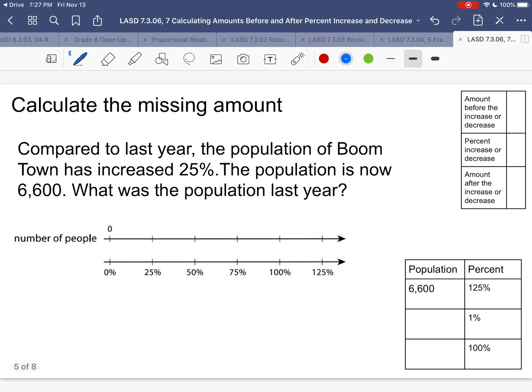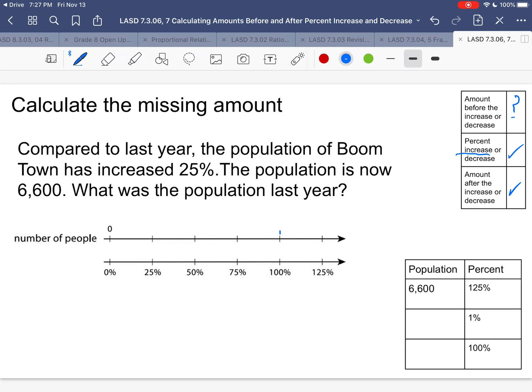So calculate the missing amount here. Compared to last year, the population of this town has increased 25%. So it's a percent increase. And it's now 6,600 after the increase. So now we have the amount after. So we're looking for the amount before, which is going to be less than 6,600 because there was an increase in between.